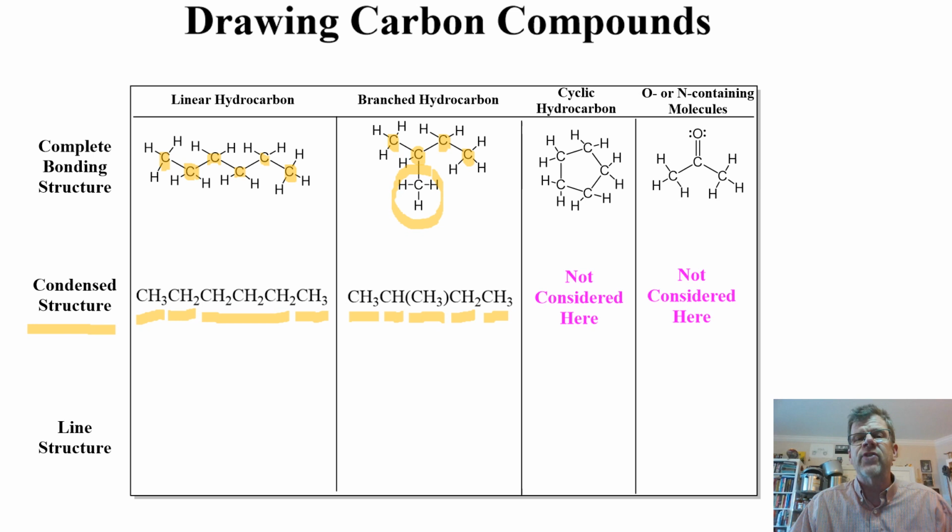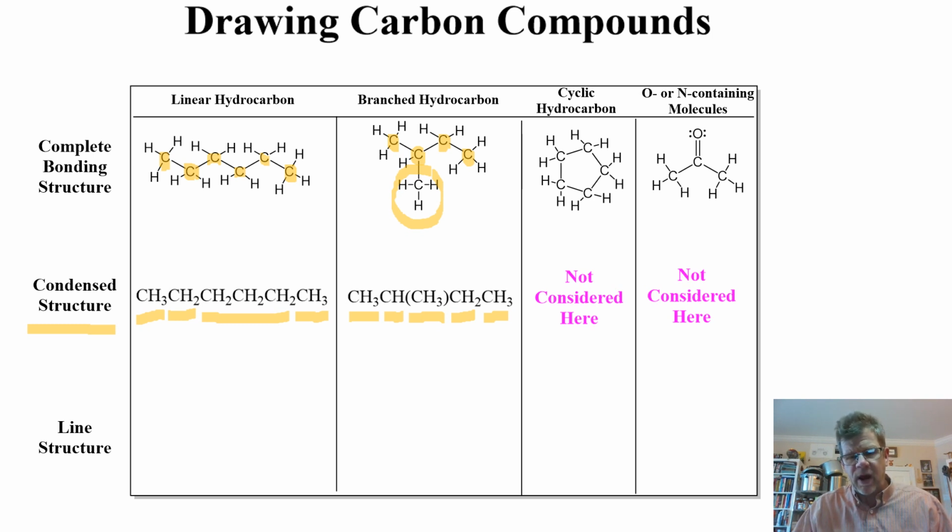Now, condensed structure, for our purposes, we're only going to be using for linear hydrocarbons and branched hydrocarbons. Condensed structure with cyclic hydrocarbons or other element-containing molecules we won't consider here because, first of all, it can be confusing, and there's a number of ways of doing this which are accepted in the general organic chemistry community, and to introduce all of them would similarly introduce too much confusion. So we will not be considering condensed structure with cyclic hydrocarbons or oxygen or nitrogen-containing molecules.